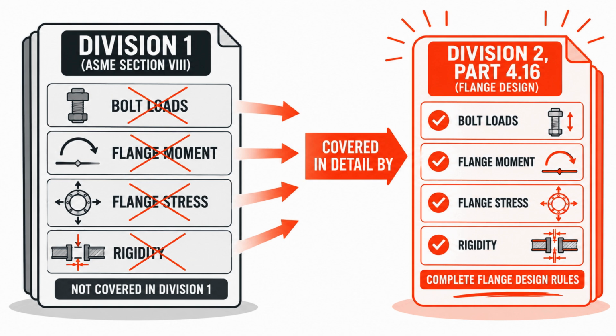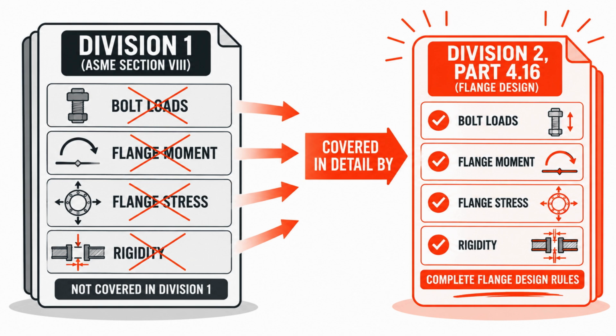Here's the discovery worth knowing. In the 2025 edition, almost the entire calculation method got deleted from this appendix. Bolt loads, flange moment, flange stresses, allowable design stress, flange rigidity, all of it removed from Division 1's own text, and replaced with a direct instruction to use Section 8, Division 2, Part 4.16 instead.